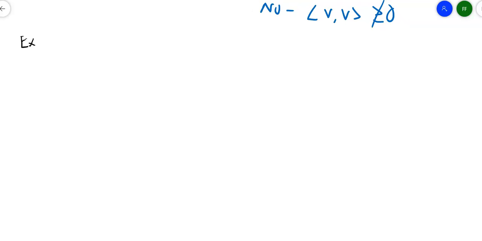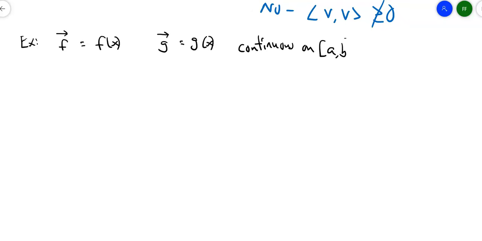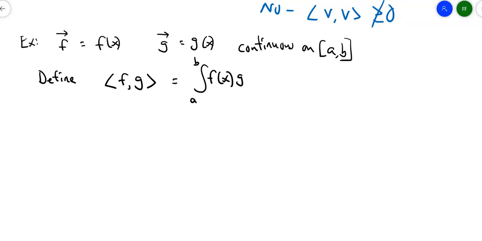So let's look at two functions. I'm going to use the vector notation for f to represent f of x and g to represent g of x, and I'm going to say those are two continuous functions on the interval from a to b. So let's define my vector space. Let's define the inner product of f and g as the integral from a to b of the product f of x times g of x dx. And I want to know, is this an inner product?